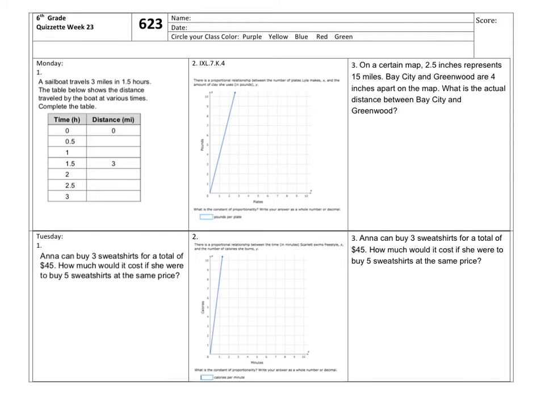Today we'll be recording a video on Quizette 623. Please make sure you write your last name, comma, your first name. I still have people writing their first name first and their last name second, and then they just put a comma between it thinking it's right. Make sure you write your last name first and then your first name. The date, I don't really care about, and your class color. Today I'll say purple.